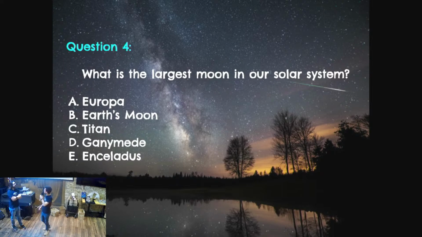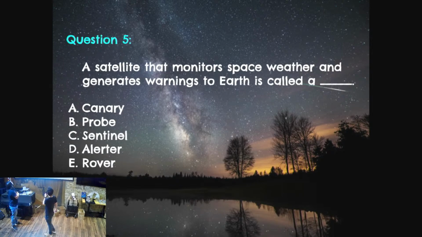Question 5. A satellite that monitors space weather and generates warnings to Earth is called A, Canary, B, Probe, C, Sentinel, D, Alerter, or E, Rover. This one is a memory recall question, so do with that as you will. No hints. Everybody good? All right.